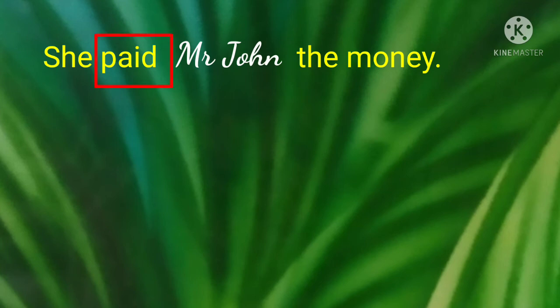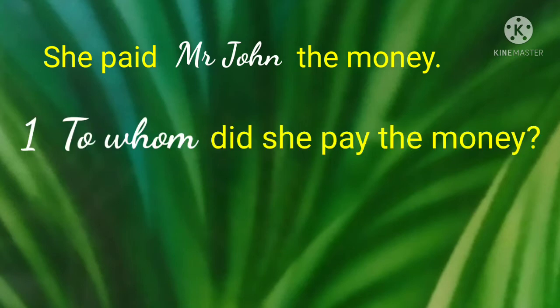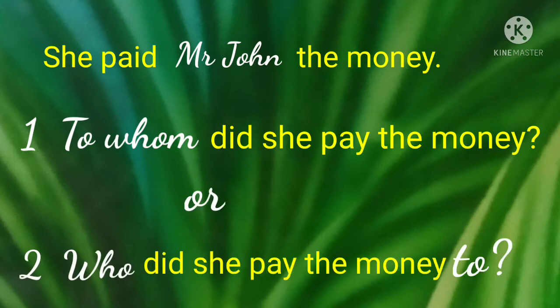She paid Mr. John the money. Mr. John underlined. You can make a question in two different ways. One, to whom did she pay the money? Or who did she pay the money to? In the first one, you have used the WH word whom. In the second one, who.